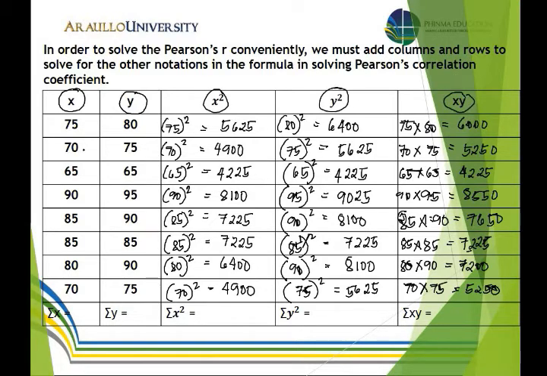So, we need to identify naman yung summation niya. Okay. So, ibig sabihin yung pag-summation ng tinutukoy natin. So, we need to find the total. So, ang operation natin is addition. So, start muna tayo sa summation of x. We have 75 plus 70 plus 65 plus 90 plus 85 plus 85 plus 80 plus 70 is equal to 620.